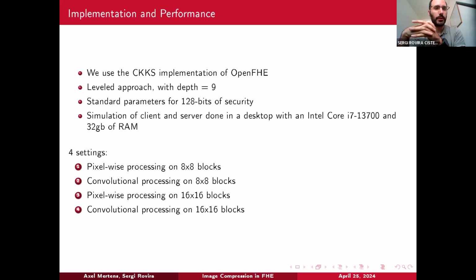The settings that we have considered are 4. So we have pixel-wise processing. Remember that this means that we are operating with individual pixels and on blocks of 8 by 8. And then we do convolutional processing. In this setting, we actually consider blocks of 6 by 6, and then we expand them to 8 by 8 by replicating some of the positions. And we do the same thing for blocks of 16 by 16. And these sizes are marked by the standard DCT matrices, as Axel explained.